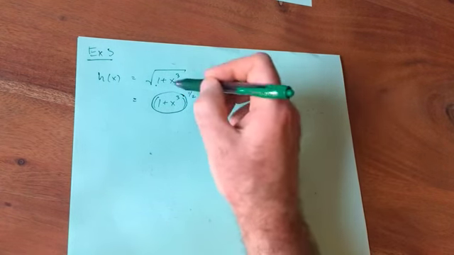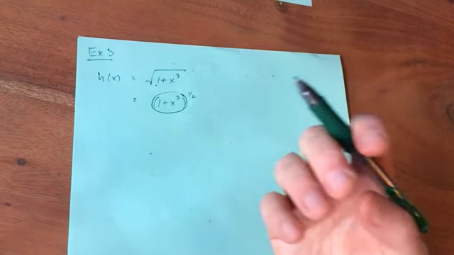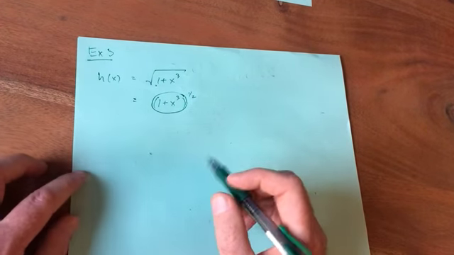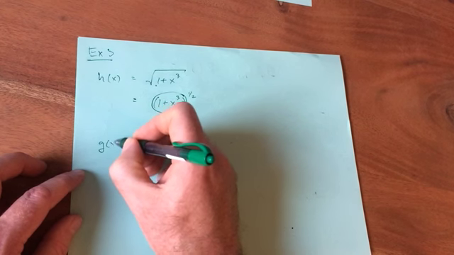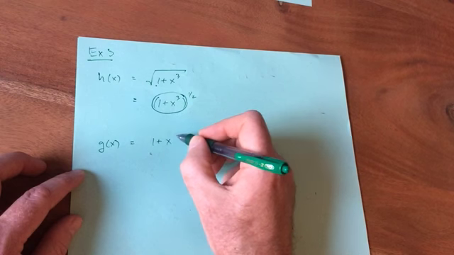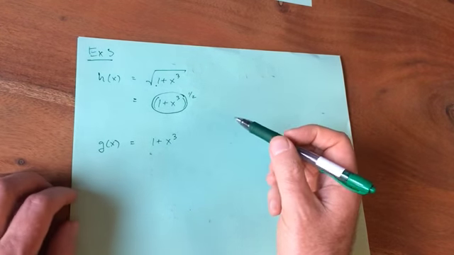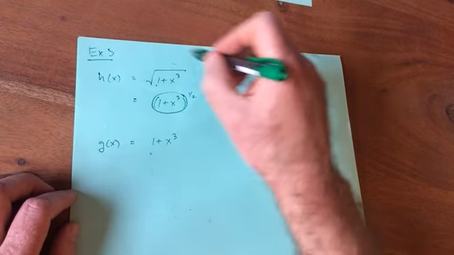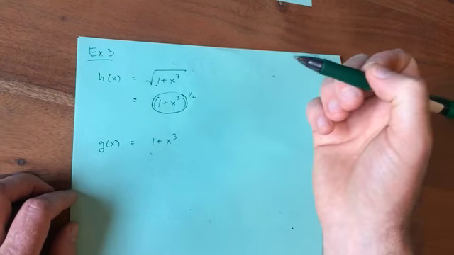So let's take this chunk and treat that as the first function, or rather the inner function in our function composition. So let's call that thing g. All right, so g of x is equal to 1 plus x cubed. So when you're computing h, what you do is you take x, you cube it, you add 1, and then you take all of that and you take the square root of it.